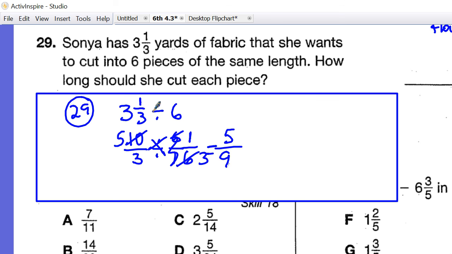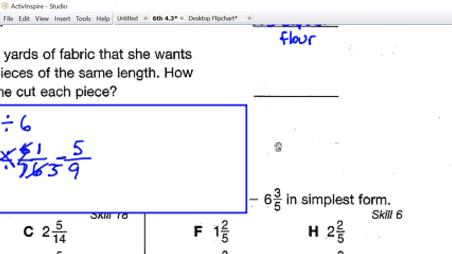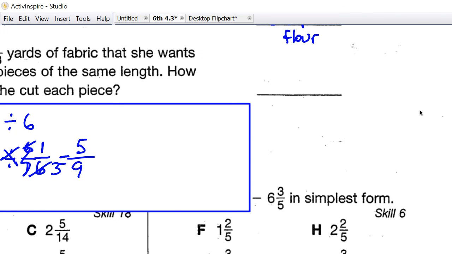And I'm just going to reread the question and make sure I know how to write that answer. The question says, how long should she cut each piece? So the answer is 5/9, and it's going to be 5/9 of a yard because that's the unit previously used. So the correct answer is 5/9 of a yard.